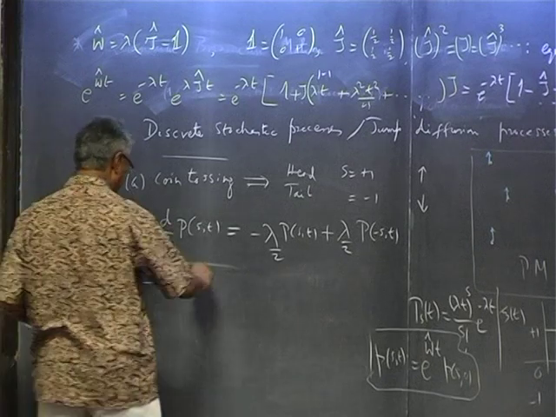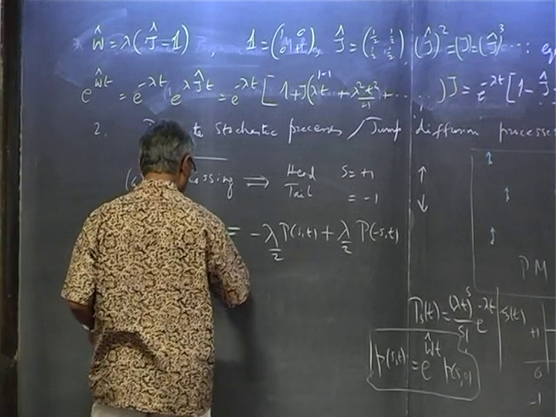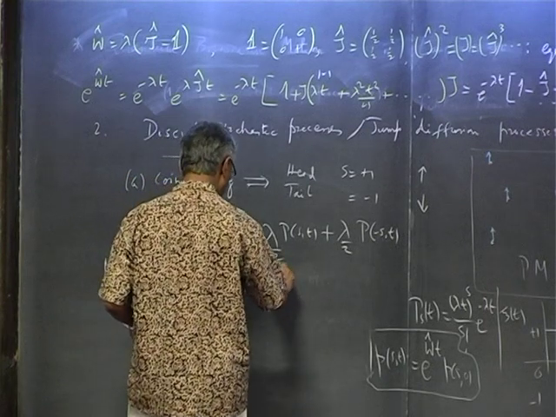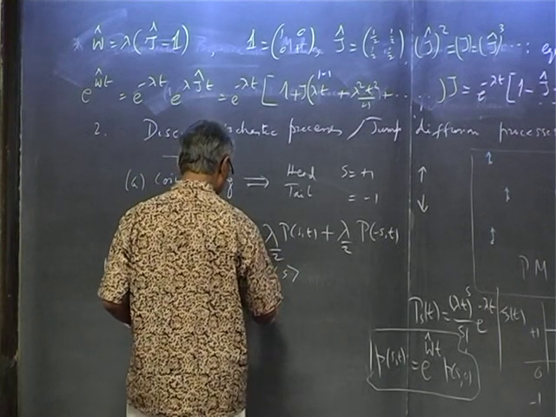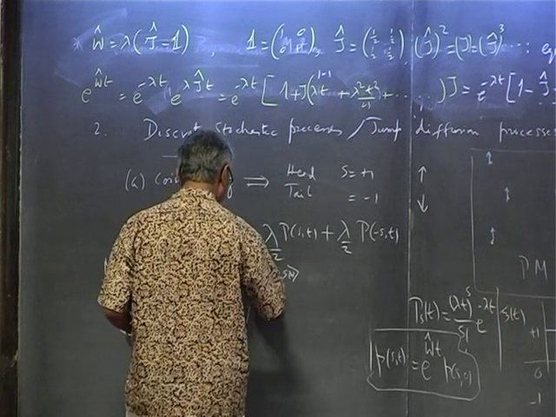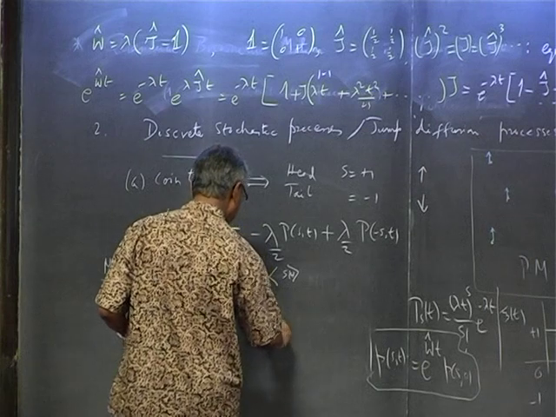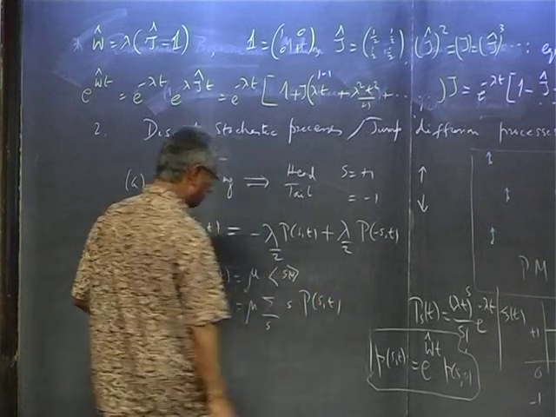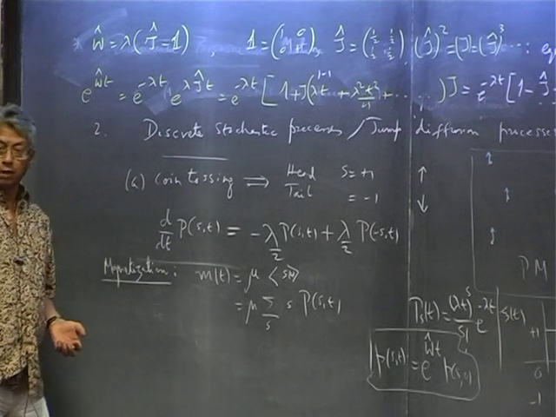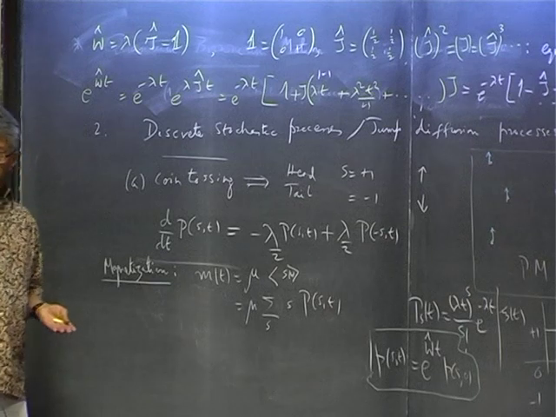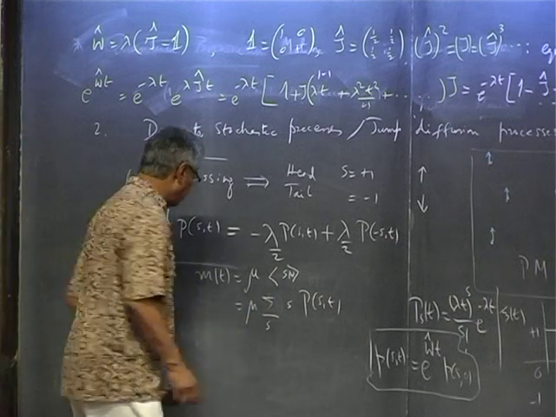So the magnetization M of t has this mu, and then the expectation value of S as a function of time. So what is the meaning of this now? In terms of this probability, it is the summation over S times P of S comma t. This is the meaning of the average now, right? It's a weighted average over S, weighted by this probability function.